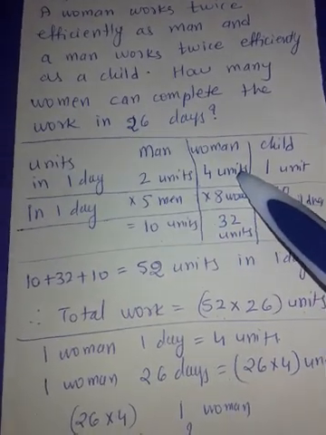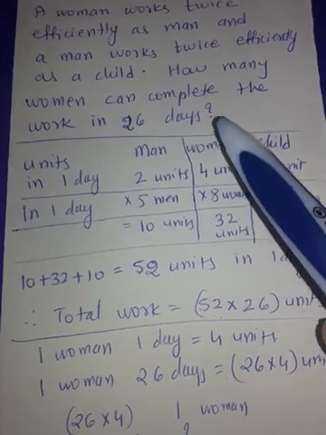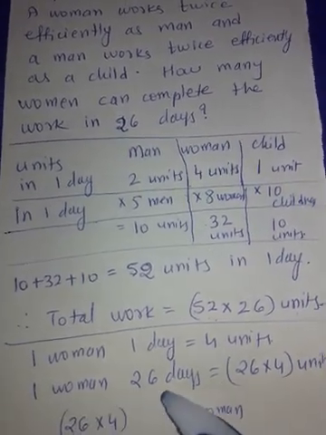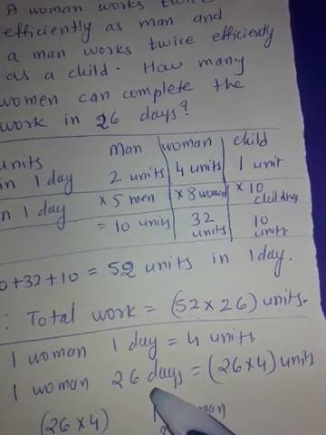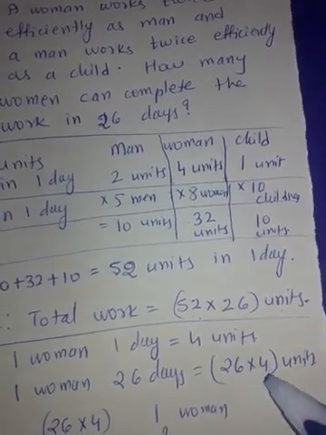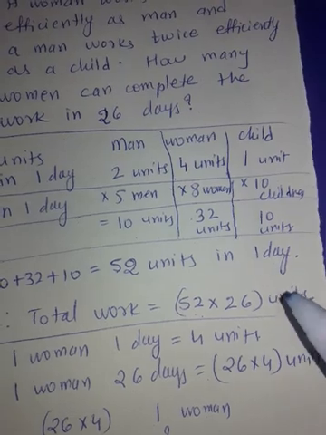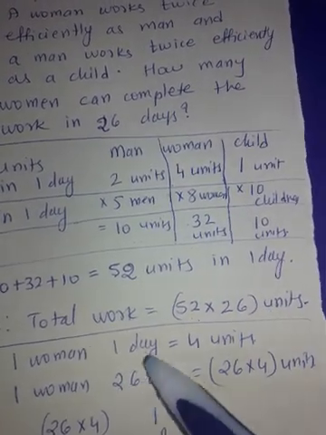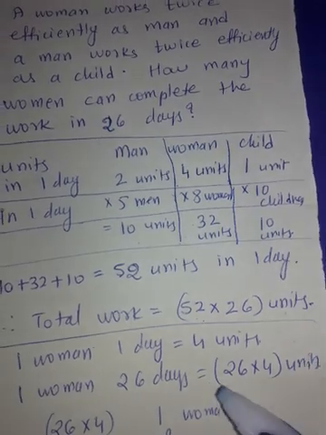That we already know. And how many days are they allotting us? They are allotting 26 days. So this one woman in 26 days, she will finish 26 into 4 units. Am I right? Total work is this much. And one woman in 26 days finishes this much work.